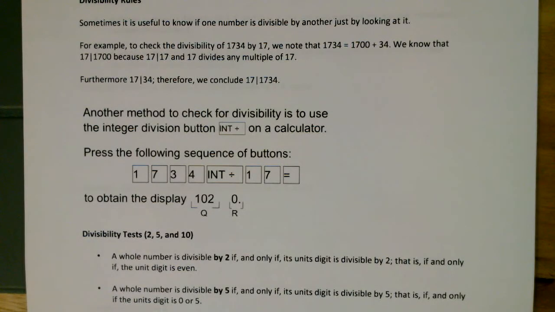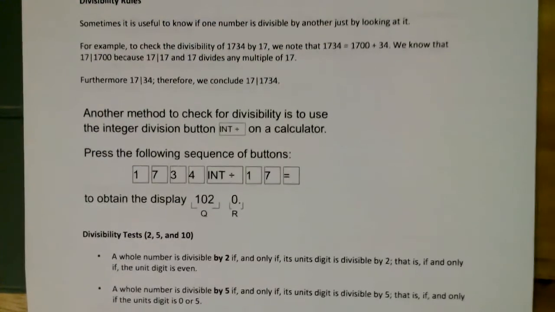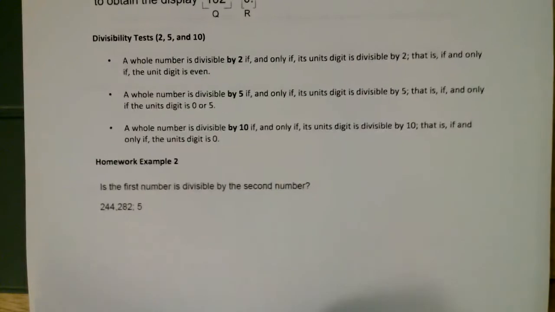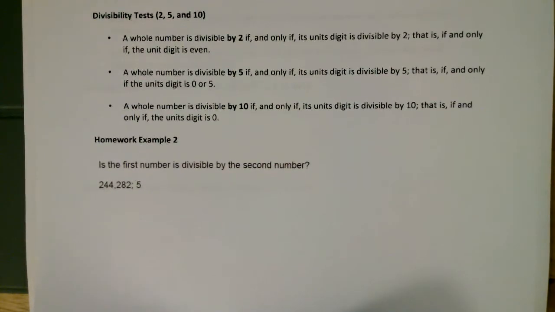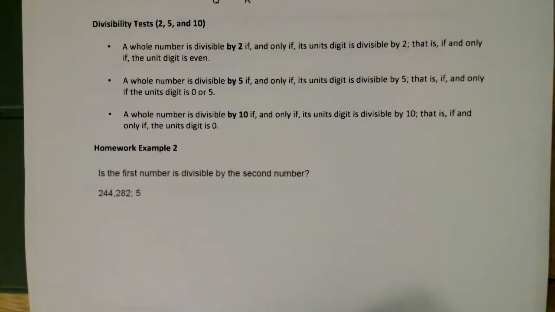But for now, I want to deter you from using the calculator to determine whether numbers are divisible by another number. I want you to look at them by sight and use these rules that I'm about to give you, like for 2, 5, and 10. We'll start with that one. A whole number is divisible by 2 if and only if its units digit is divisible by 2. That means the last digit in the whole number must end in 0, 2, 4, 6, or 8.